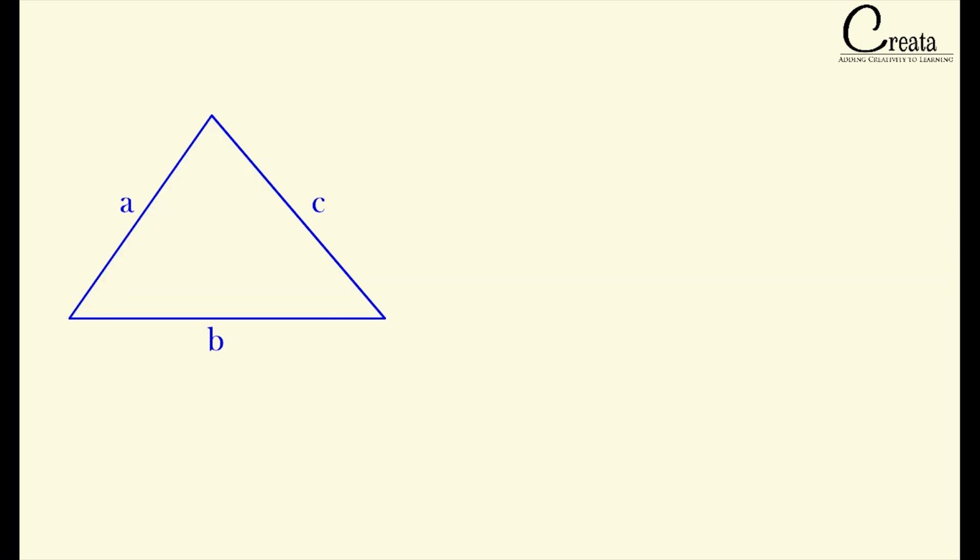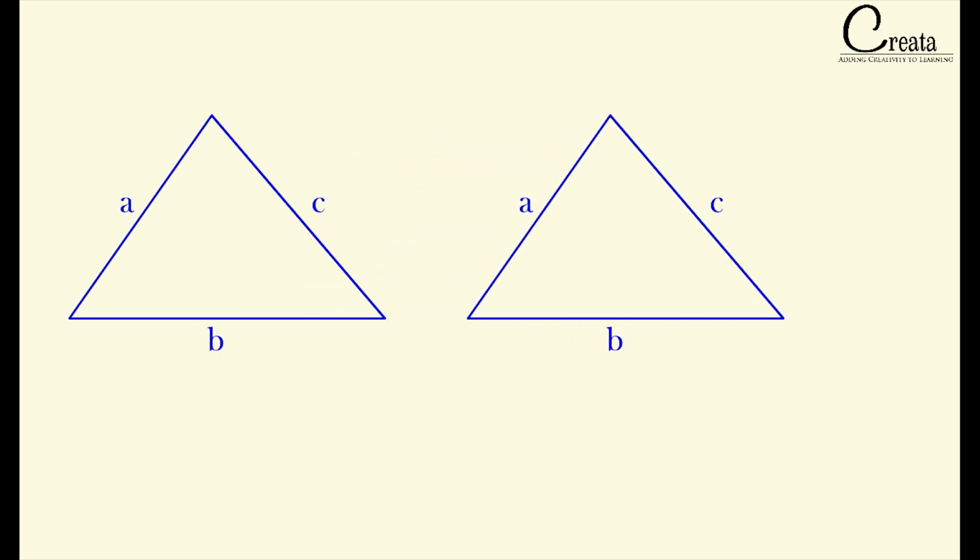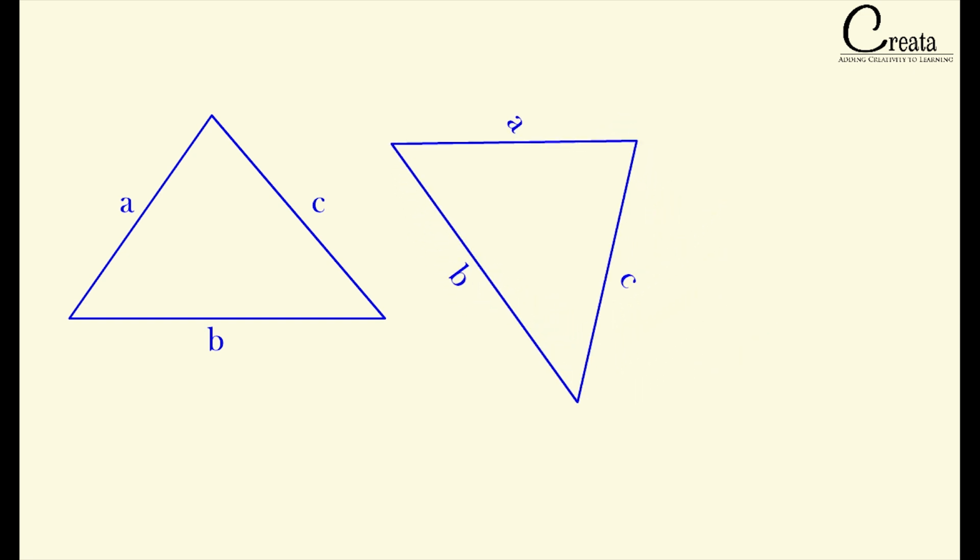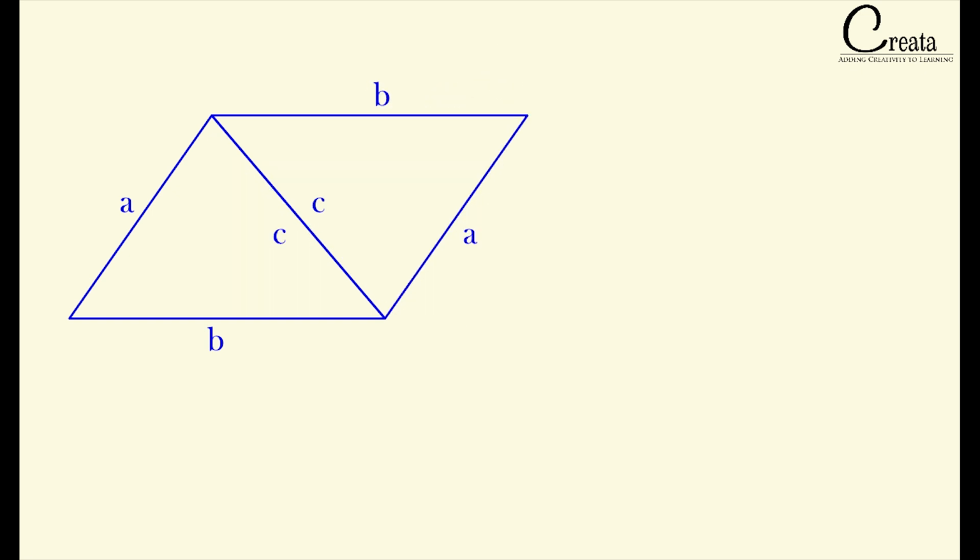Let's begin. Let's duplicate the triangle. Means we have taken one more exact copy of this triangle. Both of these triangles are congruent to each other, that is, they are exactly matching each other. Let's join both the triangles with side C. Both the triangles are exactly the same, so their side C will exactly match each other.